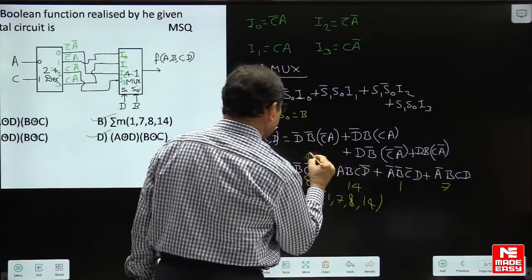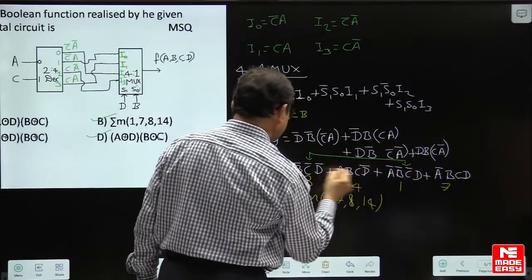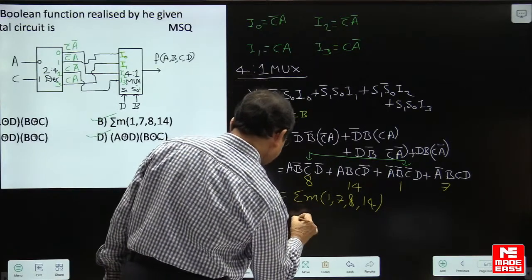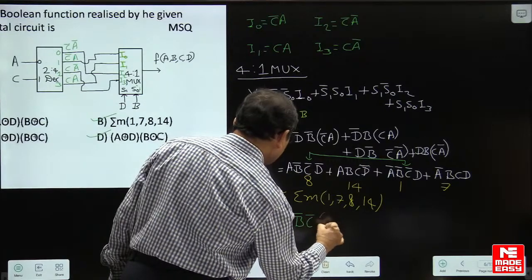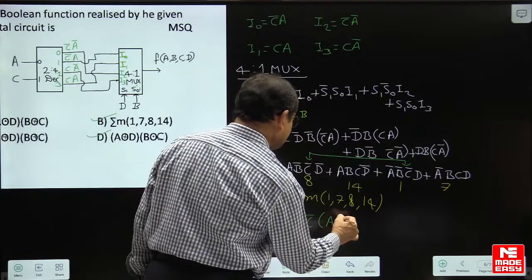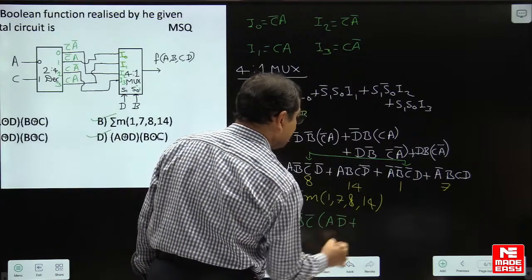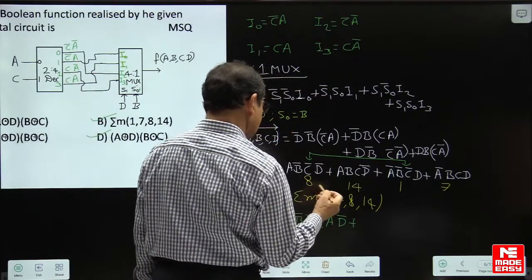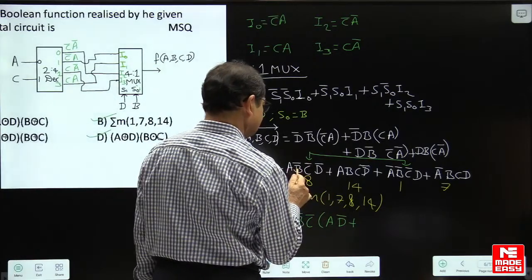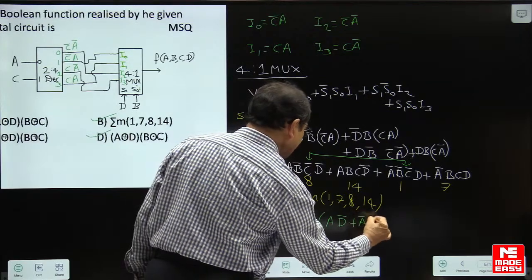Group these two. So B complement, C complement will be common. Within the parentheses, we are looking here A, D complement. Next, A complement D. It is a term what we are having.